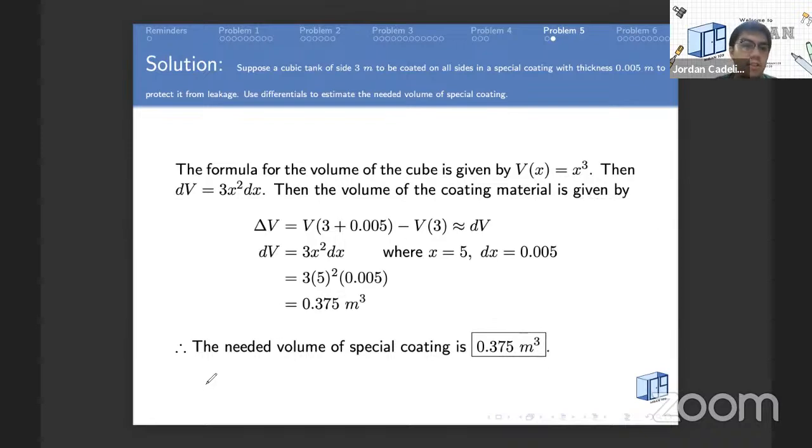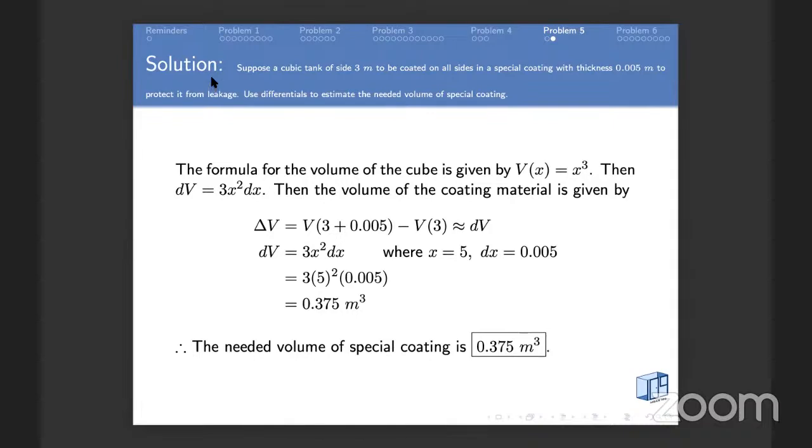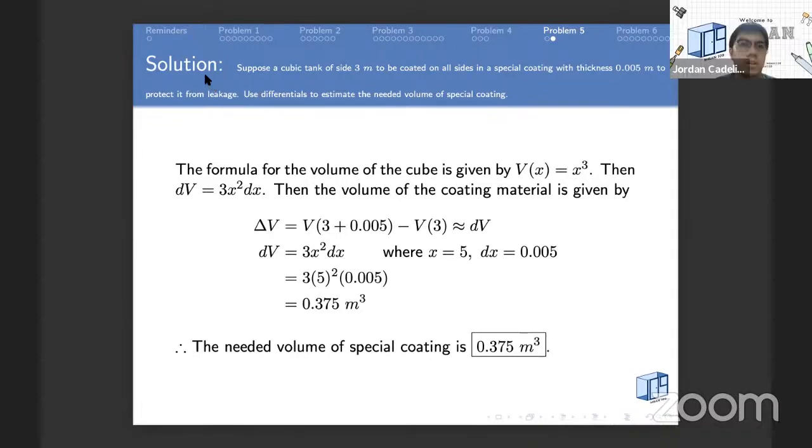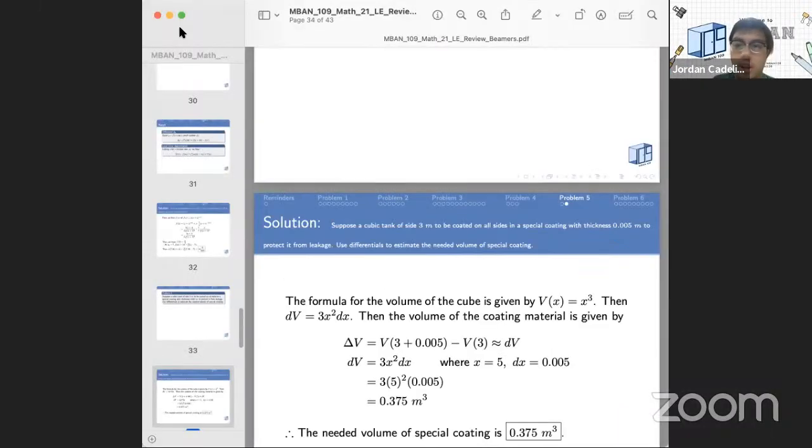So, meron bang questions for this part? Okay. So, saan po nakuha ang 5? Okay. So, saan nakuha ang 5? Wait lang ha.